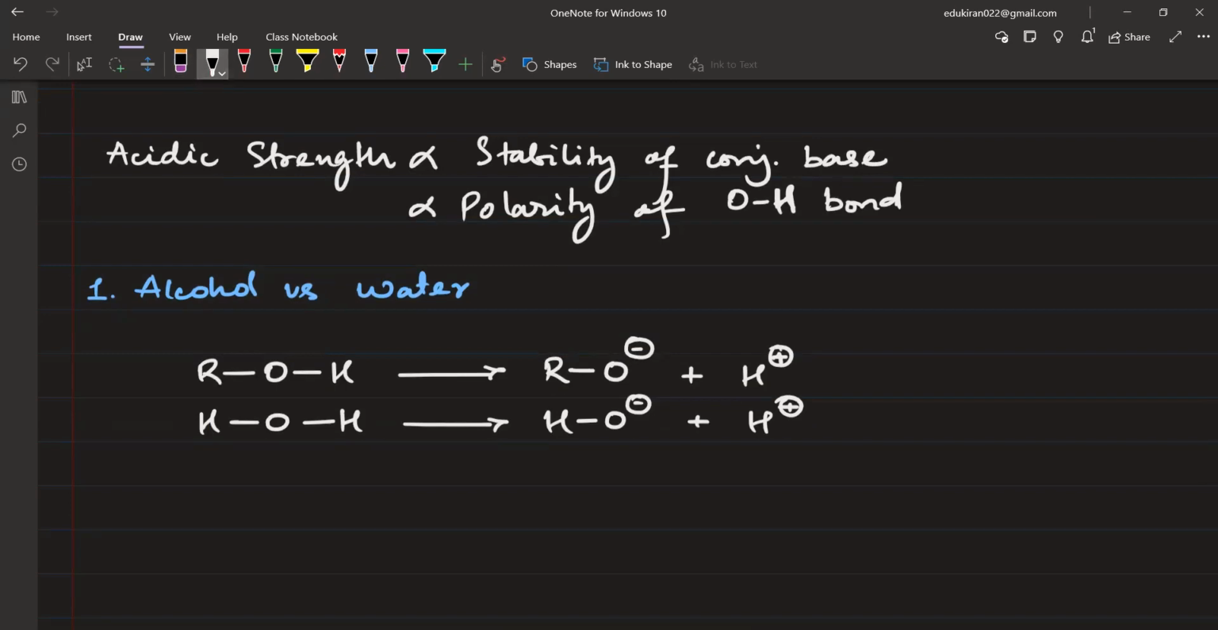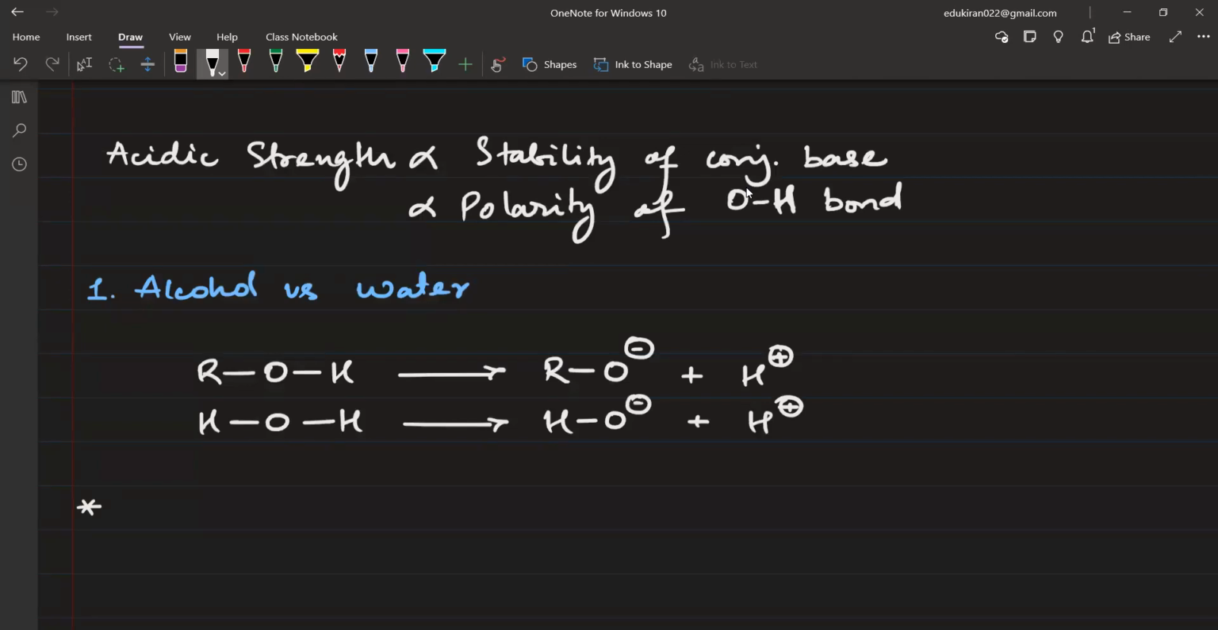Another thing, if you look at the alcohol molecule, this R group is also giving electrons toward the oxygen atom. Since oxygen is already getting electrons from the R group, it is not taking much from the hydrogen atom. So in the alcohol case, the polarity of the OH bond is not very high, and also the conjugate base is very unstable. Both these factors lead to the conclusion that alcohols are weaker acids than water.